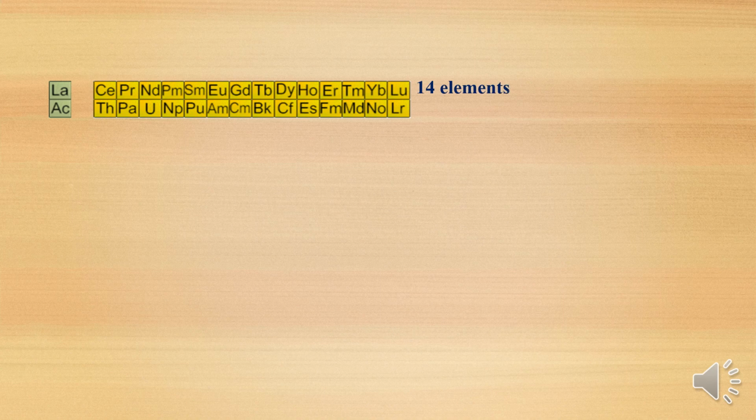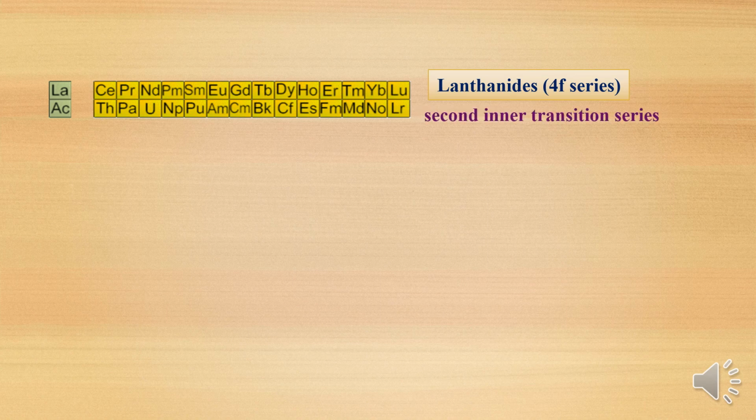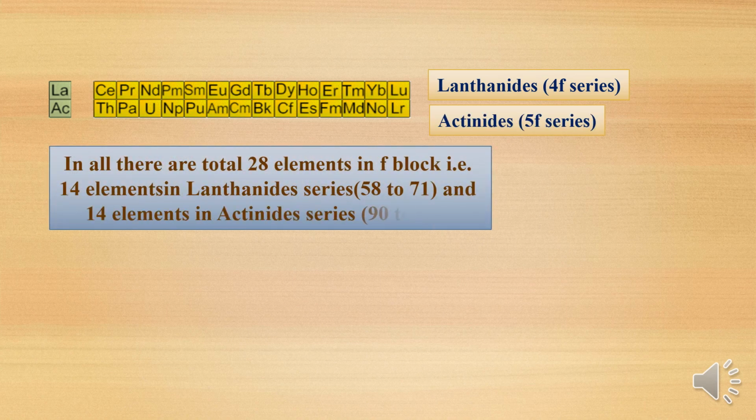After lanthanum there are 14 elements, and those 14 elements together we call the first inner transition series, or we can call it lanthanides. In the same way, after actinium there are 14 elements. Those elements we call the second inner transition series, or actinides, or the 5f series. So the 4f series is the lanthanides, and the actinides have the 5f series.